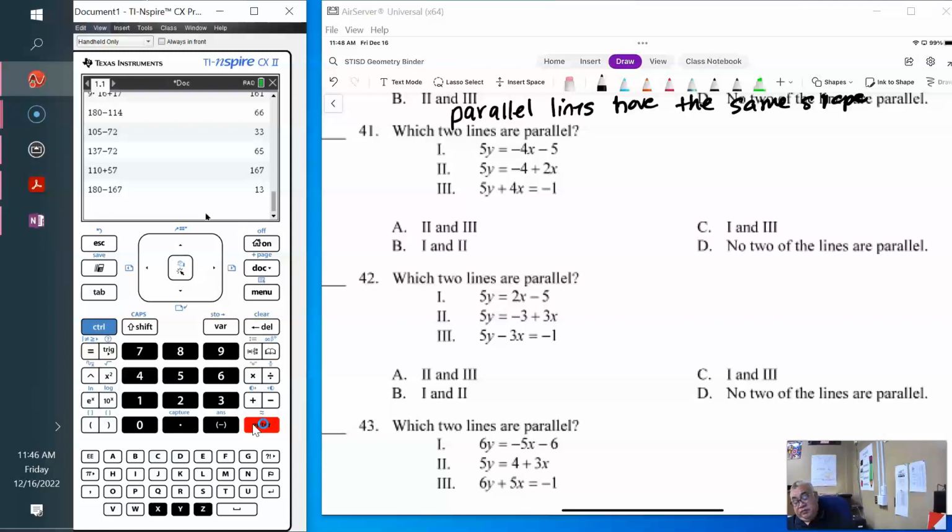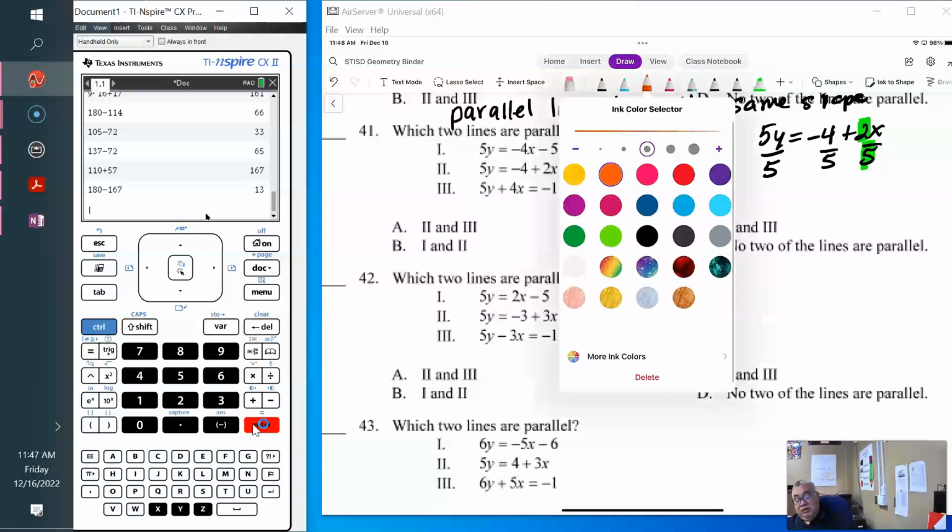So for 41, we have 5y equals negative 4x minus 5. Divide by 5. To identify the slope, it's the value next to the x, which is negative 4/5. Then we have 5y equals negative 4 plus 2x, and you divide by 5. Now you know the slope is 2/5. So negative 4/5 and 2/5 are not the same. If the slopes are not the same, then the lines are not parallel. So 1 and 2 are not parallel.